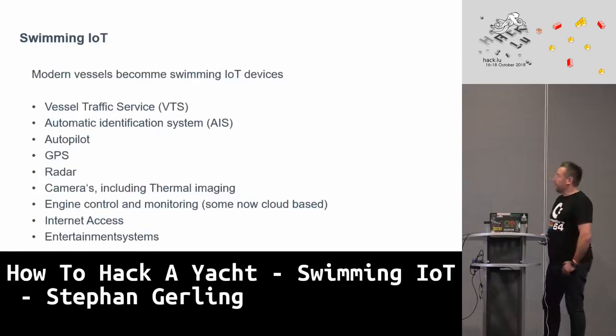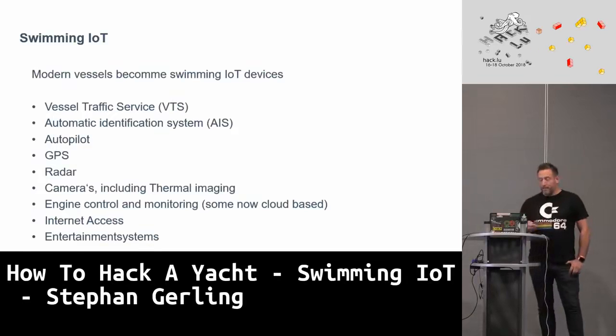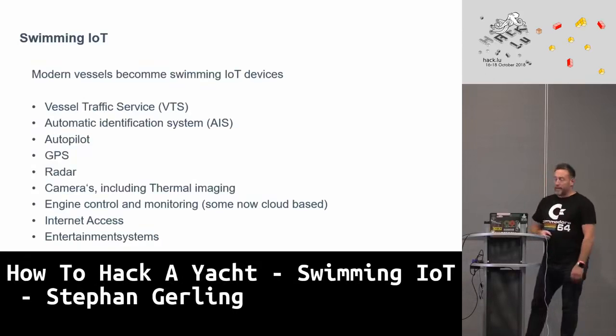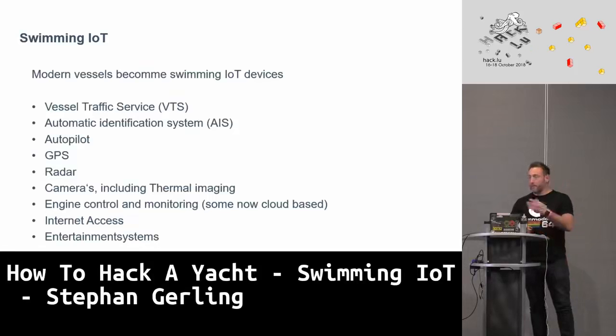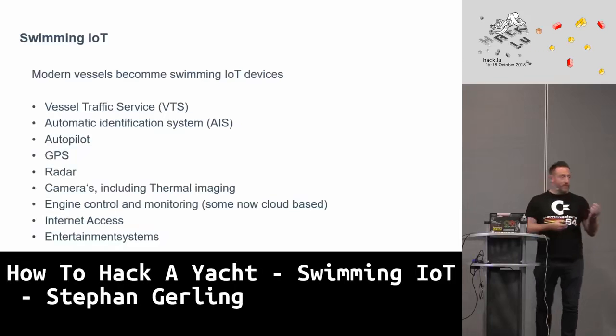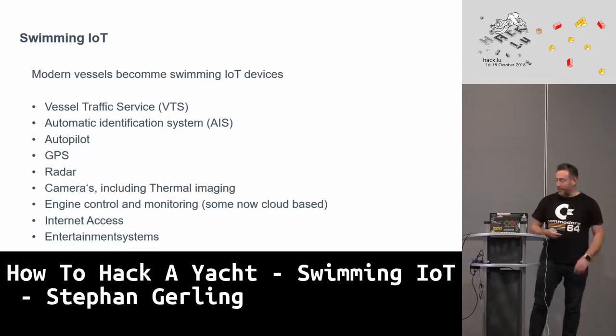What kind of systems are on board? So we have vessel traffic services. It's like air traffic services, but in this case for vessels. Then we have automatic identification systems called AIS. Then we have an autopilot sometimes. Of course, we have GPS, not only once, we have a couple of them. We have radar, cameras, thermal imaging, engine control systems, internet access, entertainment systems, and cloud-based services for access with your tablet, for everything else.